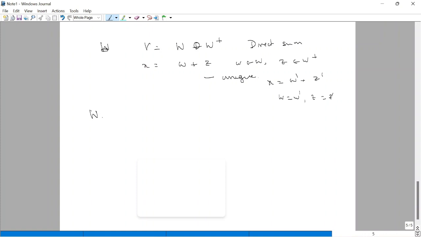W intersection W perp is 0. Why? Because suppose a vector Z is in W intersection W perp, then look at the inner product <Z, Z>. I can think of this Z in W and this Z in W perp, right? Therefore, this must be 0. That means the norm of Z squared is 0. Therefore, Z is 0. Do you understand? So that's the first observation.